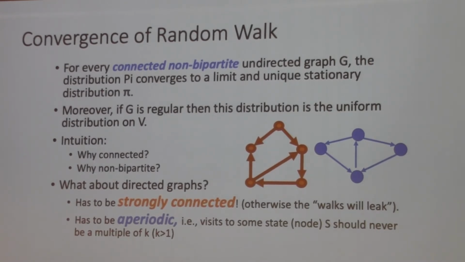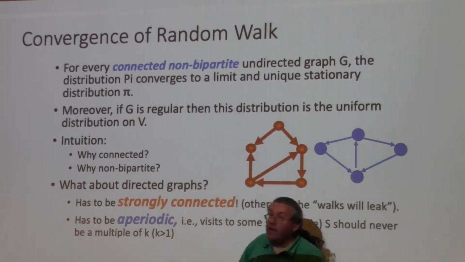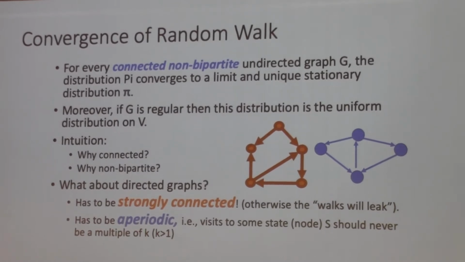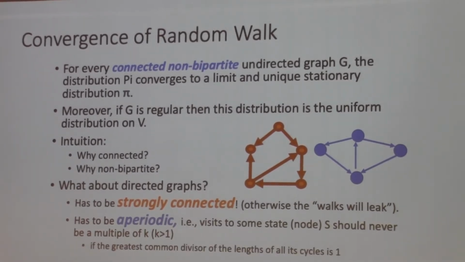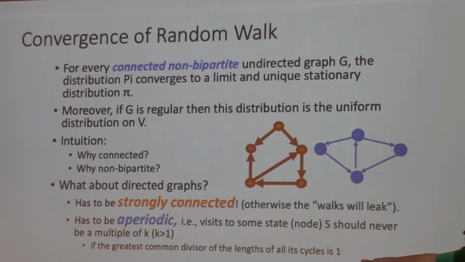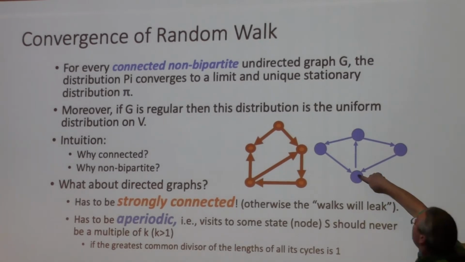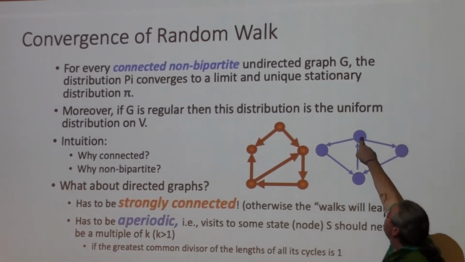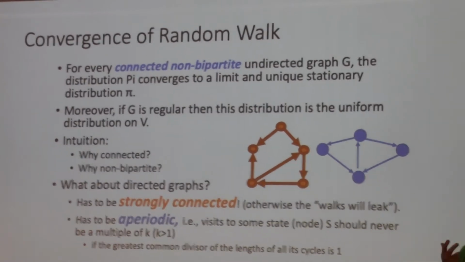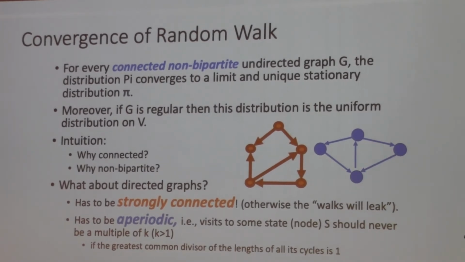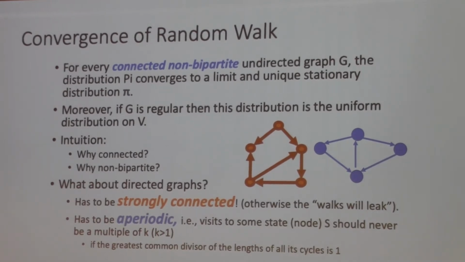So it has to be strongly connected and aperiodic. I'm not going to prove that, I'll just give you the intuition on that, okay? Basically, the greatest common divisor of the lengths of all cycles is 1. But here I have 2 cycles, 3 and 3. The greatest common divisor is 3, so it doesn't work. Okay, so that gives you intuition now about graphs and random walks.